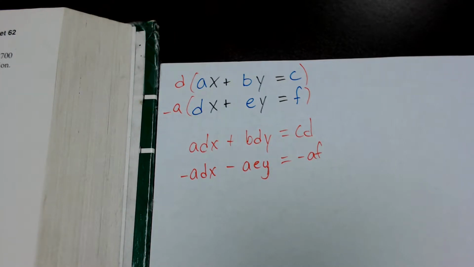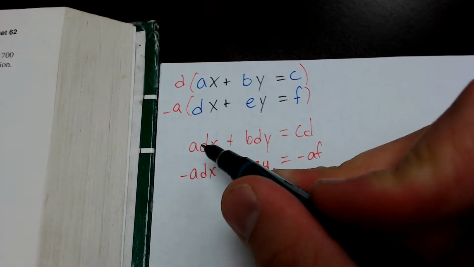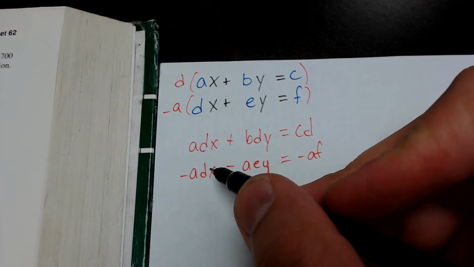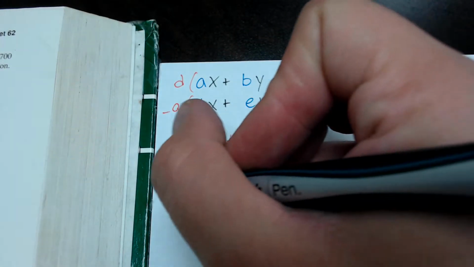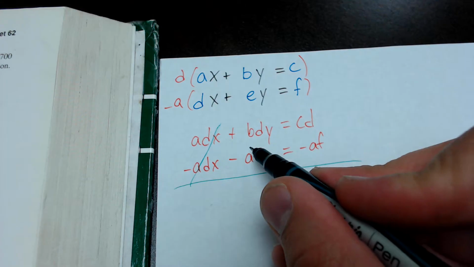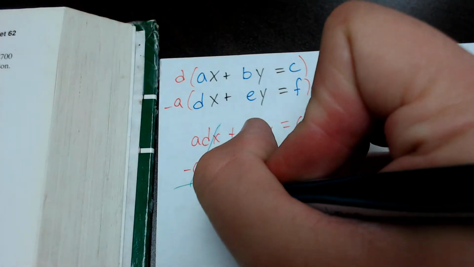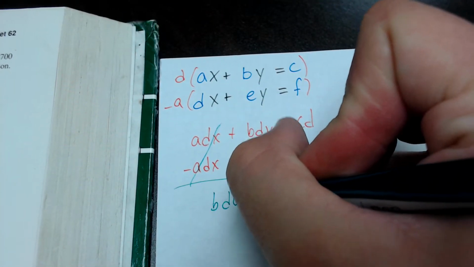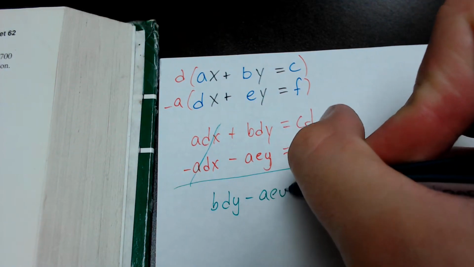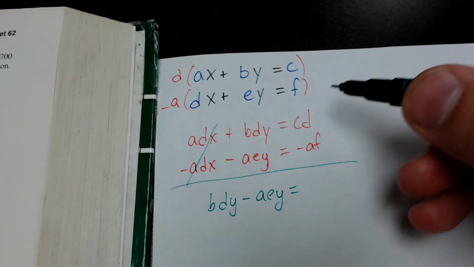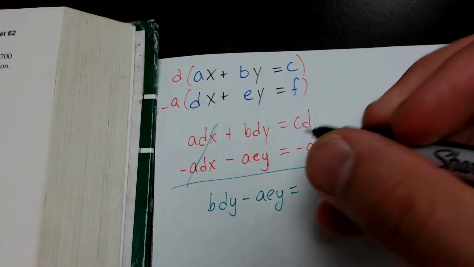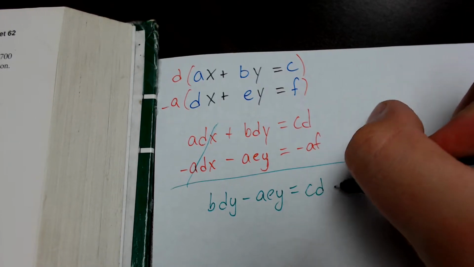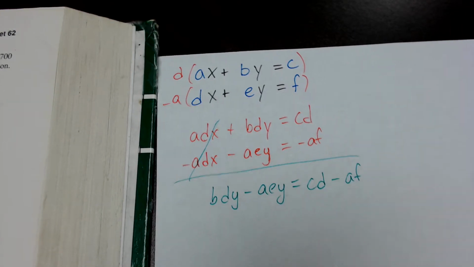Here the elimination is pretty clear. We've got same term, opposite signs. So when I add, that eliminates. Here, these are unlike terms, so they can't add. So I'm just going to write them as bdy minus aey. And then here, these are also unlike terms. They cannot be added, so that's going to equal cd minus af.